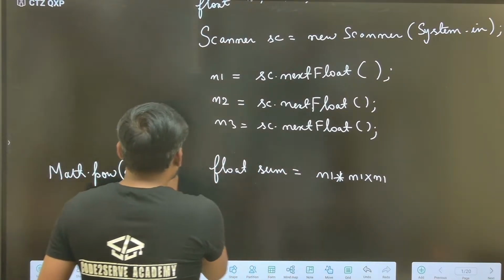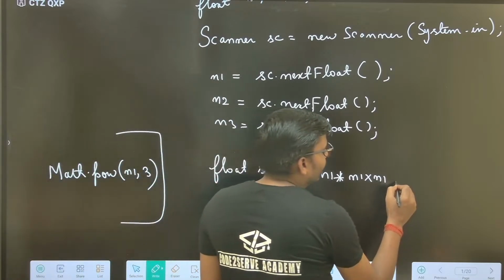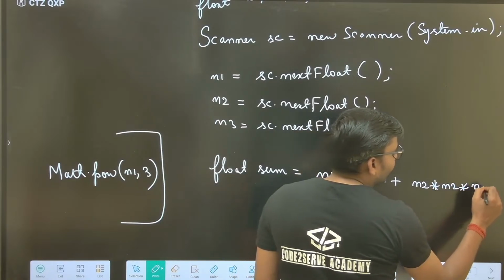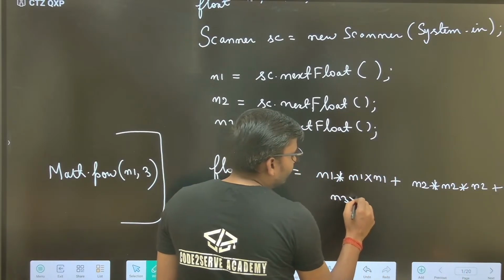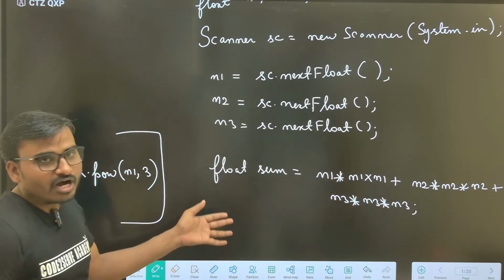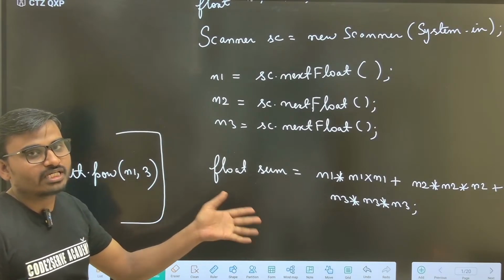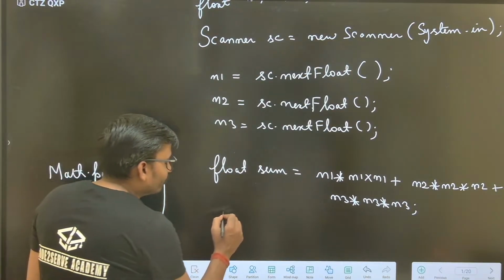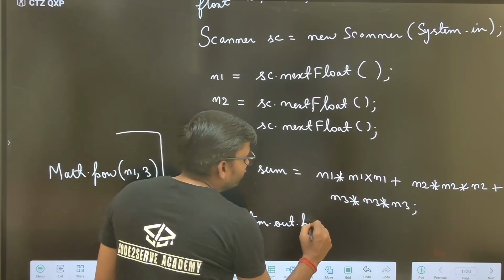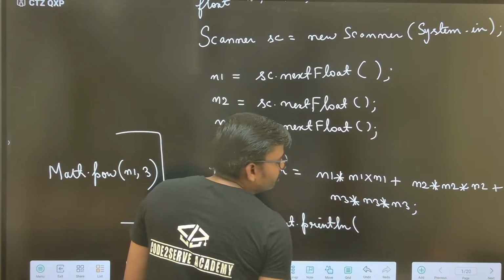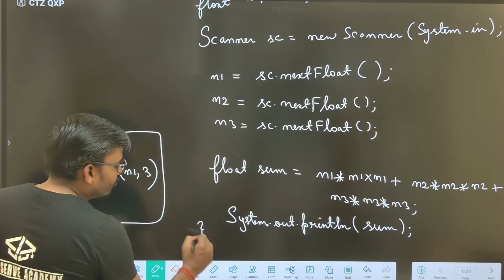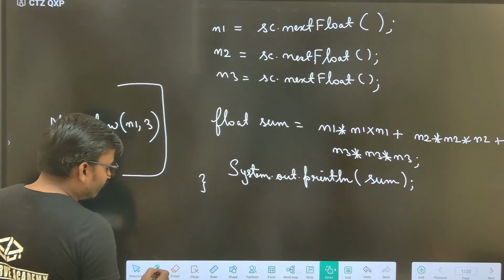All right. Now next we have plus n2 into n2 into n2 plus n3 into n3 into n3. So we have found the required value. Now we have to give this value as an output. So we can write System.out.println, and we'll write here sum. All right. So this will be the closing for the main, and the second closing will be for the class.